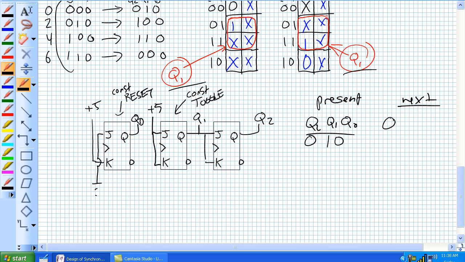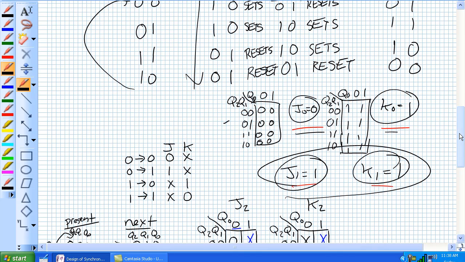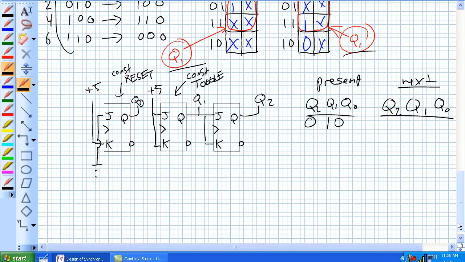And our next state, Q2, Q1, Q0. Let's do it stage by stage. Okay, so first stage, constantly resetting, 0. Second stage, constantly toggling, 0. Okay, next, Q2. Well, what's happening here?